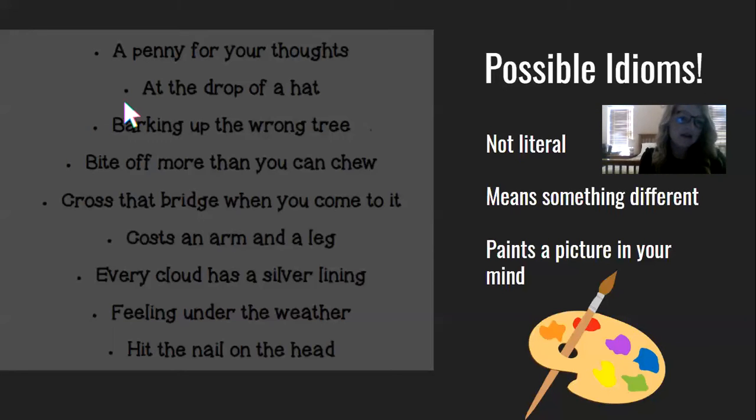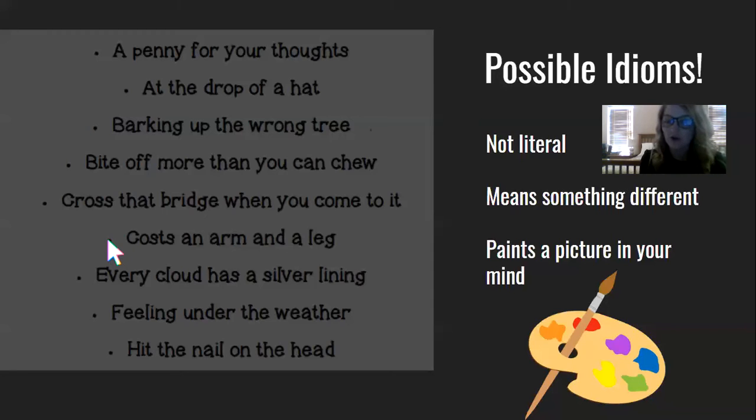So let's pick this one. Costs an arm and a leg. Is someone really going to walk into a store and hand the cashier an arm or a leg to pay for something? No, they're not. But what this is saying is basically it's really expensive, because you would have to give somebody your arm or your leg, or arm and a leg.